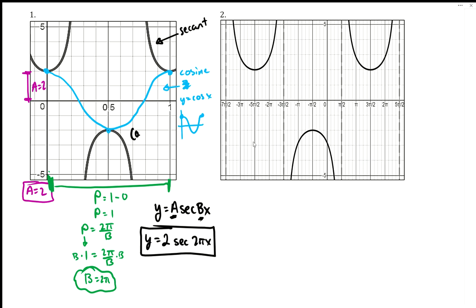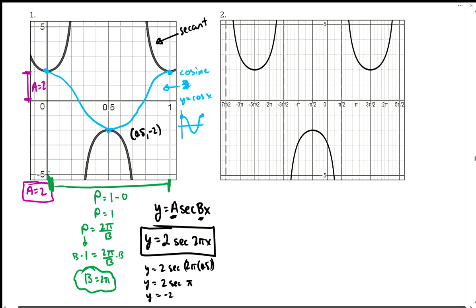So for instance, we have a point, 0.5, and -2. So if I plug 0.5 in, it'd be 2 pi times 0.5. Simplifying that would be y equals 2 secant of pi. Secant of pi is the same as cosine of pi. They're both -1. And so yeah, it matches. Okay, so we could double check these pretty quick.